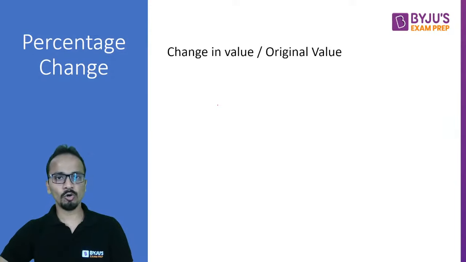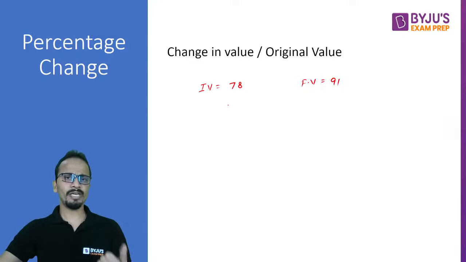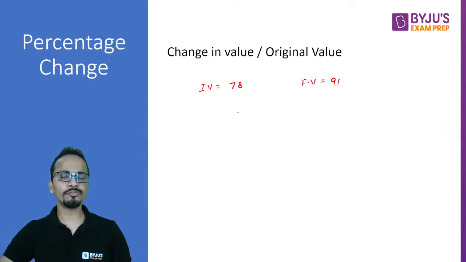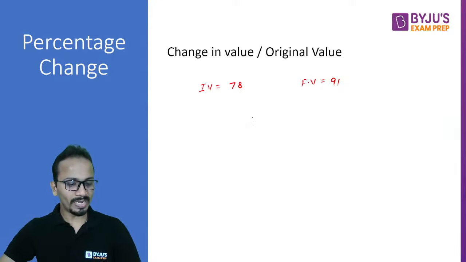All right. So let's say initial value is 78 and the final value is 91. Now initial value is 78, final value is 91, and I am looking to find out the percentage change here. Now value wise, what is the change from 78 to 91? Value wise, what is the change? Yes, anyone?